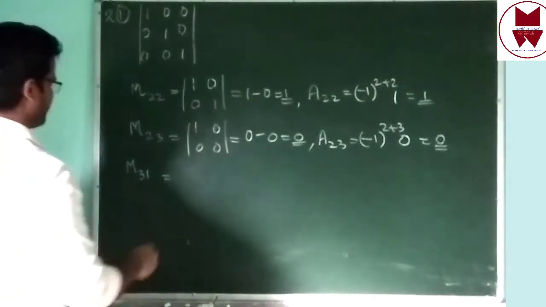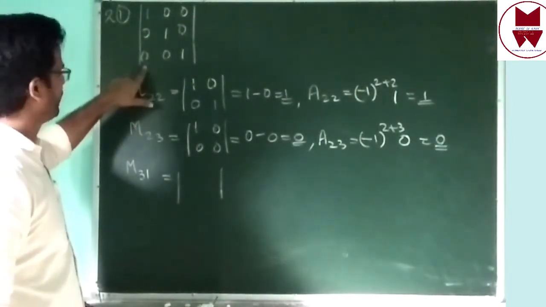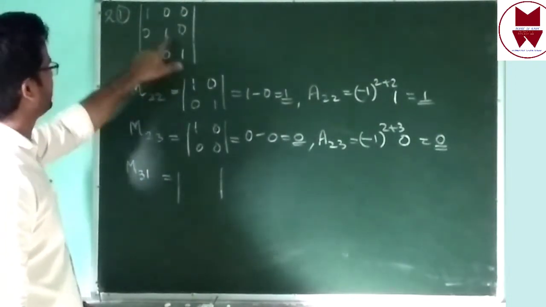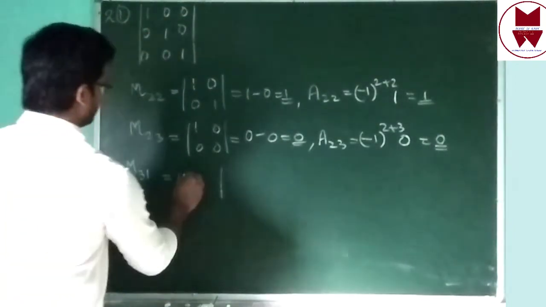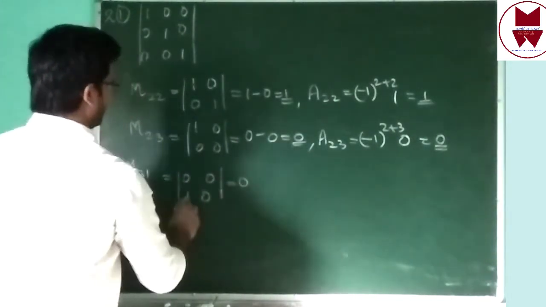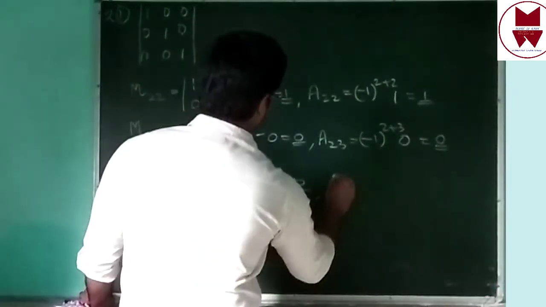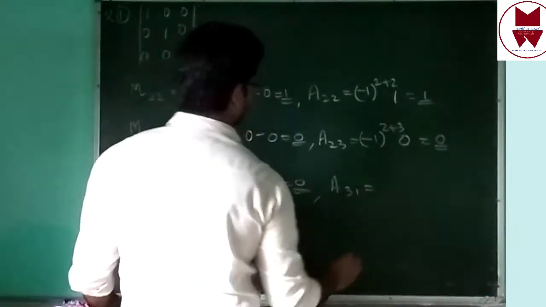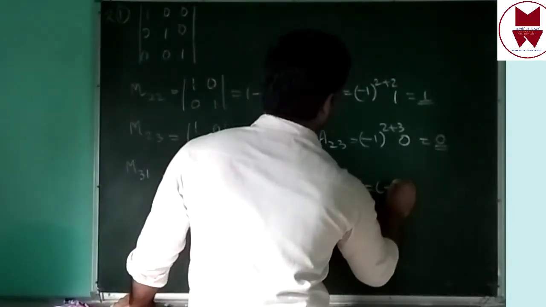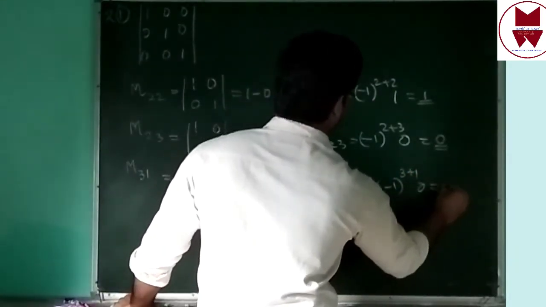M31 is the determinant of this number, third row and first column. Leave it out, then 0, 0, 1, 0. Multiply 0 into 0, you will get 0, 1 into 0, 0. Then A31, you can write minus 1 raised to 3 plus 1 into minor, minus is 0. Answer will be 0.